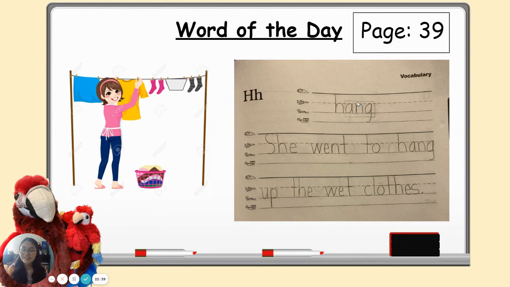Now, for the bottom part, we are writing the sentence that helps us remember what the word means. Looking at the picture, we said she went to hang up the wet clothes. Maybe the clothes were wet. Okay, so we're going with that one. So here we go. You're writing this in your student notebook. You can pause the video if needed. The sentence is, she went to hang up the wet clothes. We're ending with a period. We're not asking a question. We're not saying it with excitement.